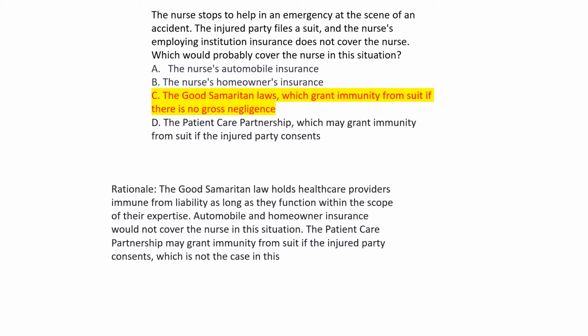Answer C. The Good Samaritan laws, which grant immunity from suit if there is no gross negligence. Rationale: The Good Samaritan law holds healthcare providers immune from liability as long as they function within the scope of their expertise. Automobile and homeowner insurance would not cover the nurse in this situation. The patient care partnership may grant immunity from suit if the injured party consents, which is not the case in this situation.